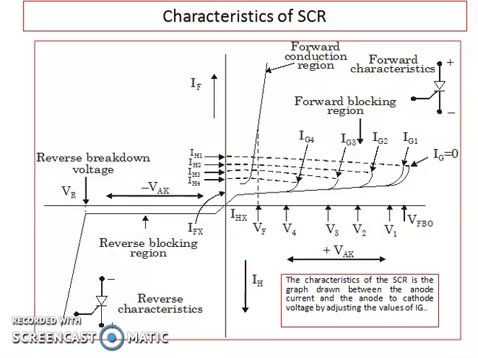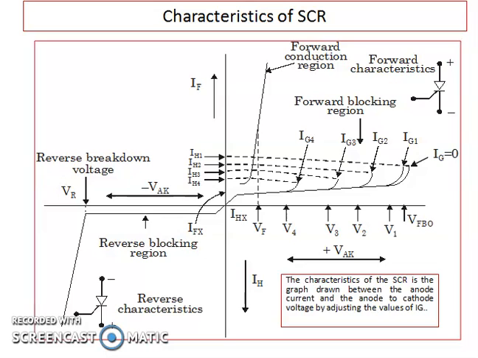And next we see the characteristics of SCR. The characteristics of SCR is the graph drawn between the anode current and the anode to cathode voltage by adjusting the value of Ig. It is for different values of Ig, that is Ig equal to 0, Ig1, Ig2, Ig3 and Ig4. We are taking the readings by changing the forward voltage, and also we are noting down the current that is flowing through the SCR. And in the characteristic curve, we find that there are different regions.